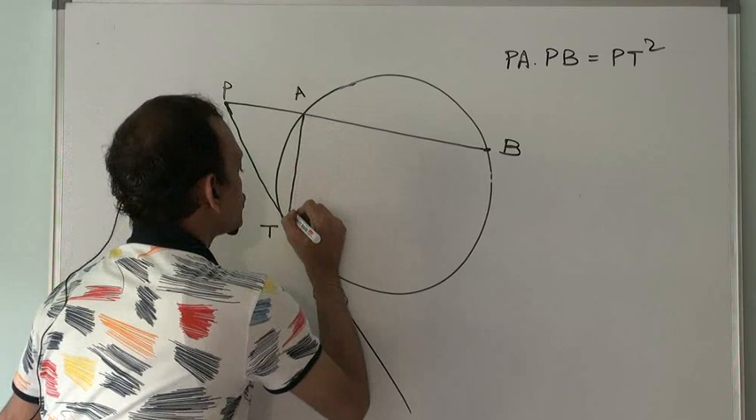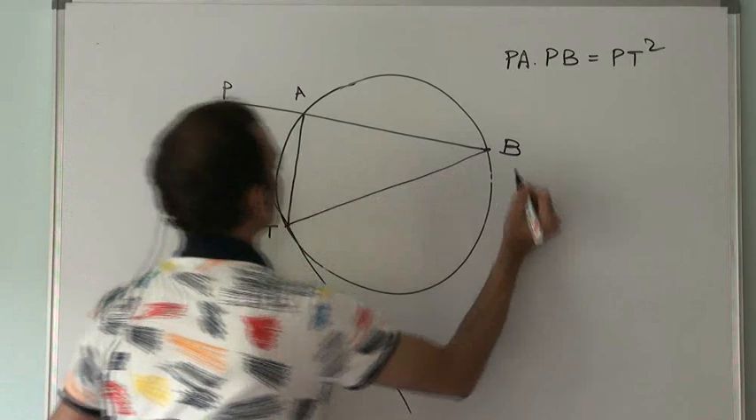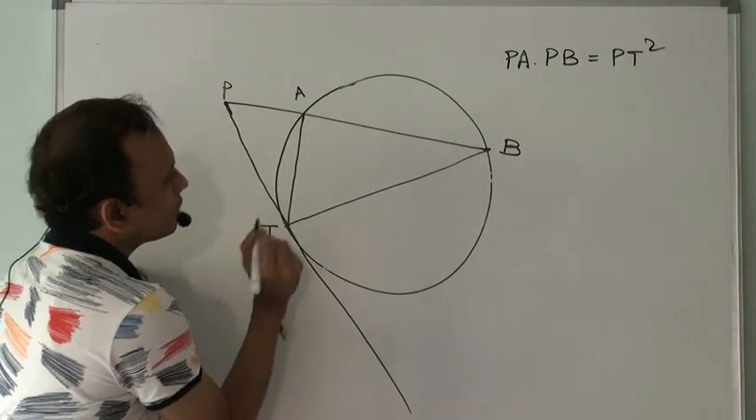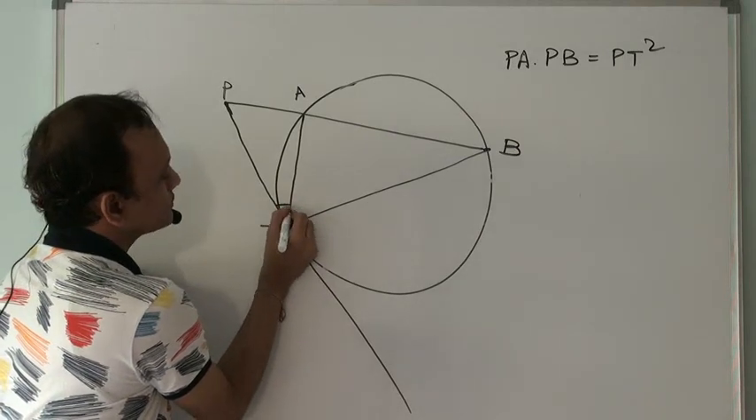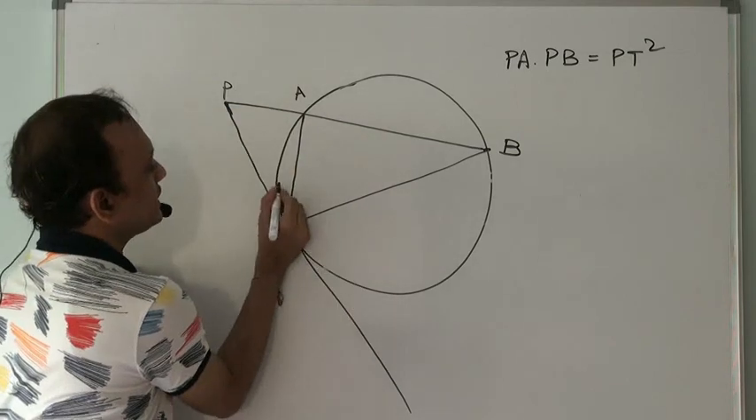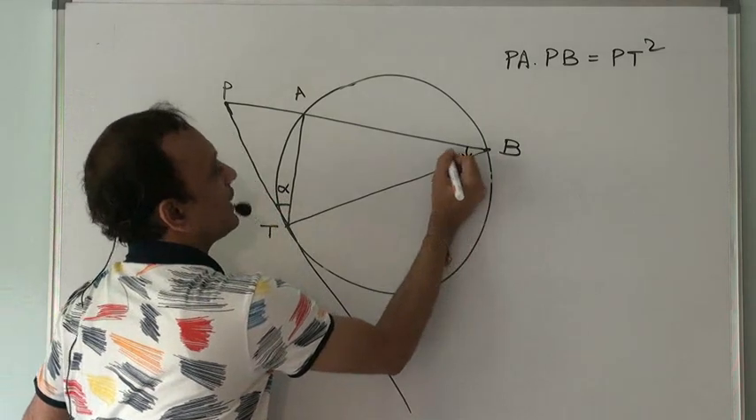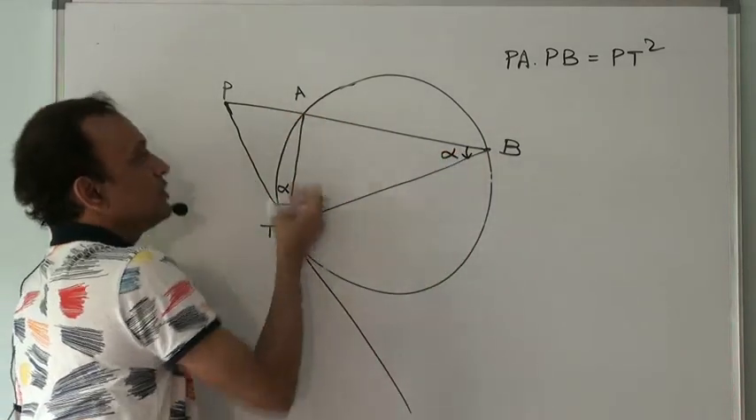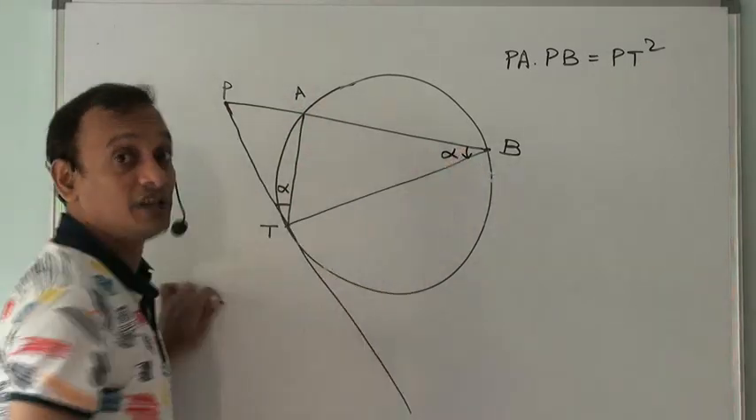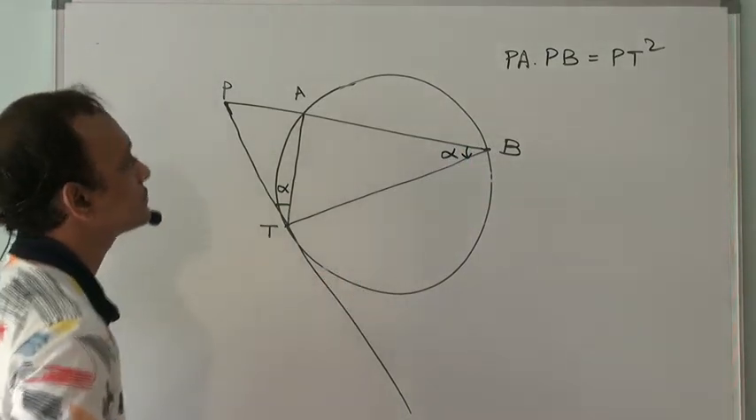Now, what we do is I join A to T, and I join T to B. Right? Now, this angle that the chord AT makes with the tangent at T, that is this angle alpha, will be equal to this angle alpha. Why? This is a chord. The angle made by the chord with the tangent must be equal to the angle in the alternate segment. That means this must be alpha, right?